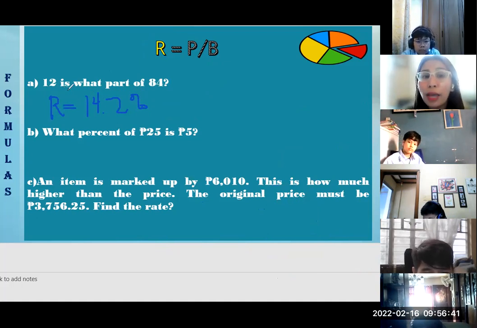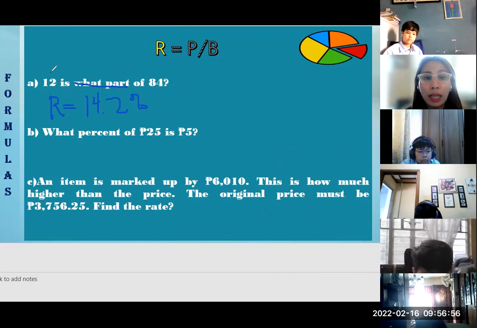So, 12 is... so ayos na natin yung ating number sentence. 12 is 14.2% ng 84. So, ganun siya. 12 is 14.2% of 84. Yes, Nathan, you have a question?